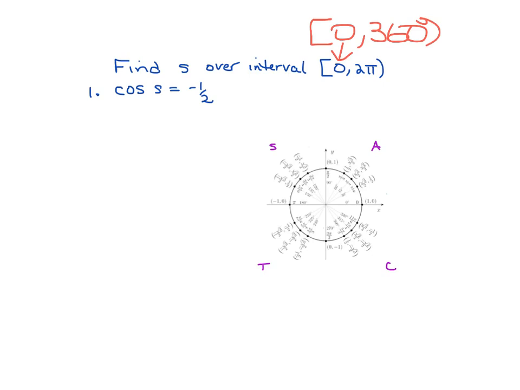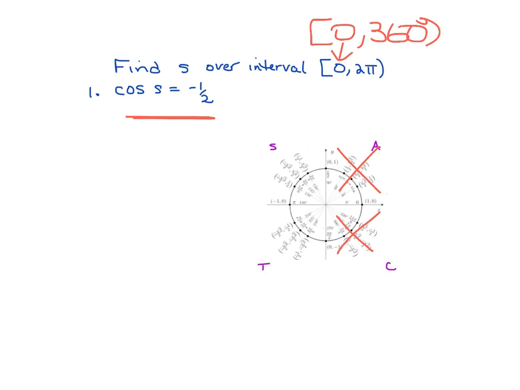So first thing I need to do is remember your acronym of all students take calculus. Remember when we were looking for theta in chapter 5, we always would get 2 answers. So first thing I'm going to do is eliminate the quadrants where cosine's positive, because I want cosine to be negative. So I'm going to eliminate quadrant 1 because everything's positive, and I'm also going to eliminate quadrant 4 because cosine's positive there, and I want it to be negative.